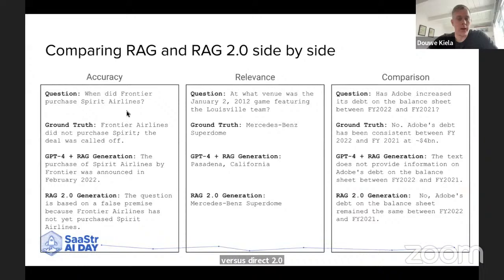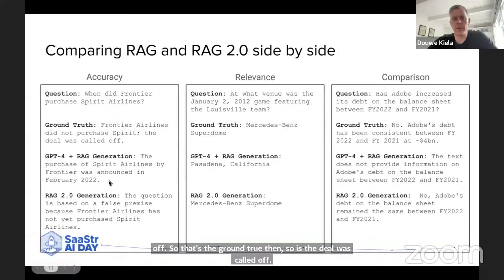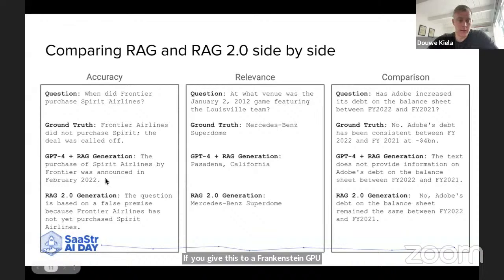Here's an example I like: when did Frontier purchase Spirit Airlines? This actually never happened because it was called off. So that's the ground truth answer: the deal was called off. If you give this to a Frankenstein GPT-4 system, it's going to make up a random hallucination about Spirit Airlines being purchased, which actually wasn't true, right? So our system gets this right.